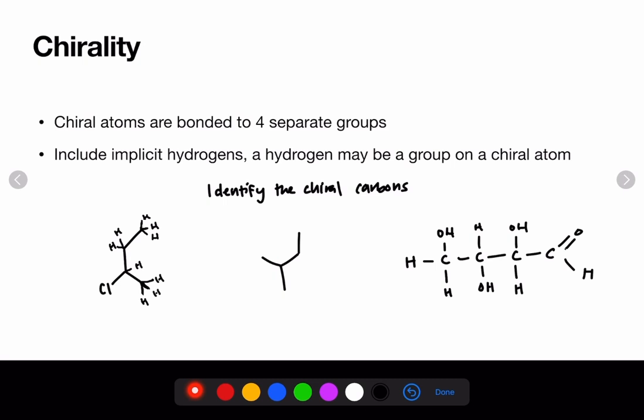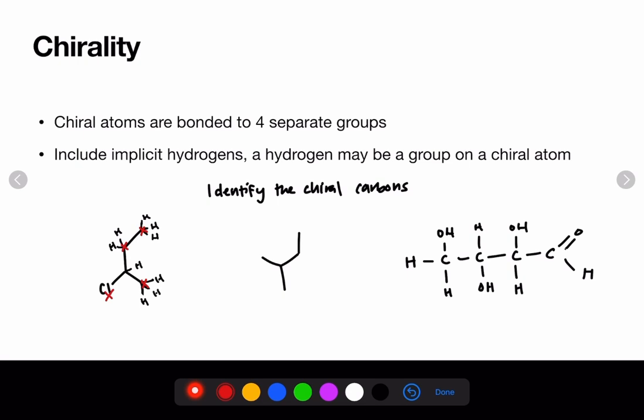Now, the chlorine is not chiral because it only has 1 bond. These 3 carbons are also not chiral because they are connected to multiple hydrogens, so they do not have 4 bonds to 4 separate groups.